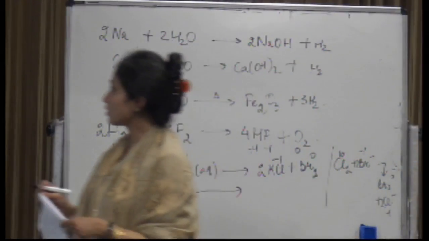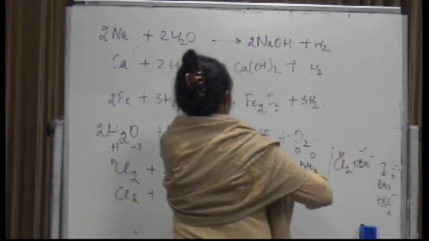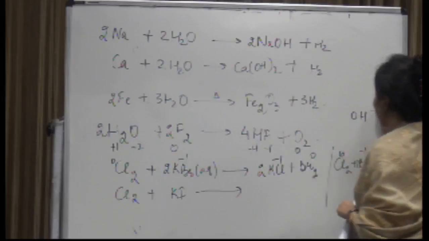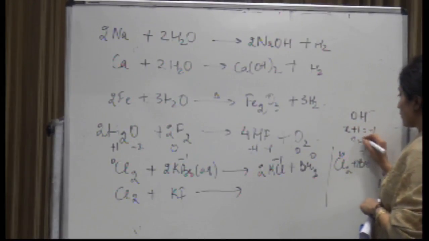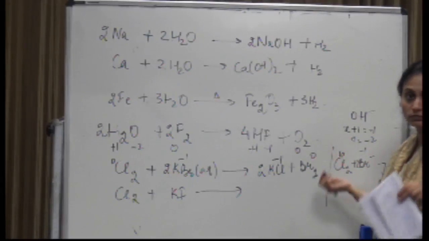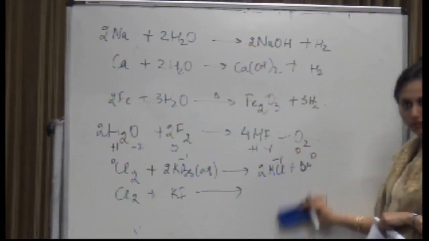What is the individual oxidation state of O in OH minus? You tell me. You have OH minus here. Alright. So you will take it as X plus 1 is equal to minus 1. So X is equal to... Everything here is simple.